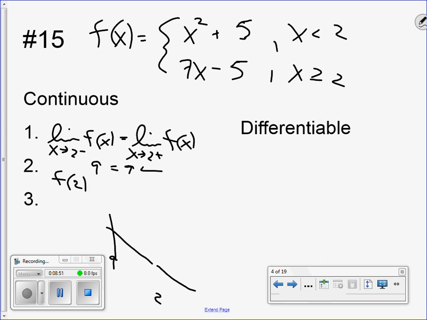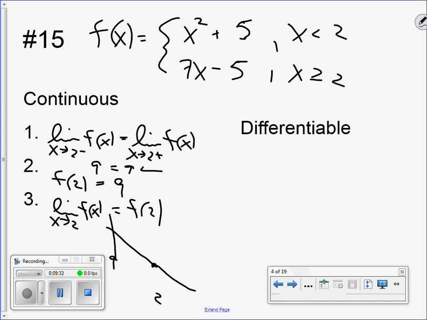Does f of 2 exist with this piecewise function? Yeah, because there's an equal to. If there was no equals, f of 2 wouldn't exist. It could never be continuous at 2. But it does. And what is f of 2? 9. And the third condition is, not only does it have to approach the same value from either side, so the limit exists, it has to equal the functional value. 9. Everybody's 9. So yeah, it's true that the limit of this function as x approaches 2 equals f of 2. So now we know that it's continuous.